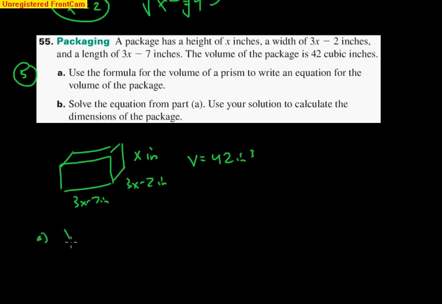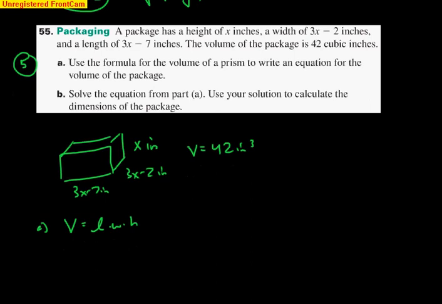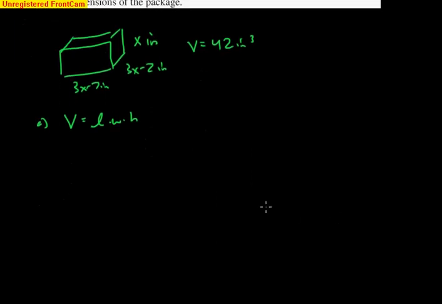Okay, so we know that the volume equals length times width times height. So let's fill in what we know. Okay, I'm going to slide down. We'll come back to the top in a sec. So the actual volume is 42.